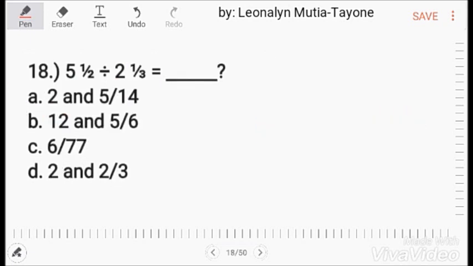Number 18, mag-divide tayo ng mga fractions. Pero bago natin gawin yan, ay gawin muna natin itong improper fraction kasi mixed fraction siya or mixed number siya. May whole number at may fraction. 2 times 5 is 10 plus 1 is 11 over 2. Divided by 3 times 2, 6 plus 1 is 7 over 3. Bali, ang 5 and 1/2 ay equivalent ng 11 over 2. Tapos itong 2 and 1/3 ay equivalent ng 7 over 3.